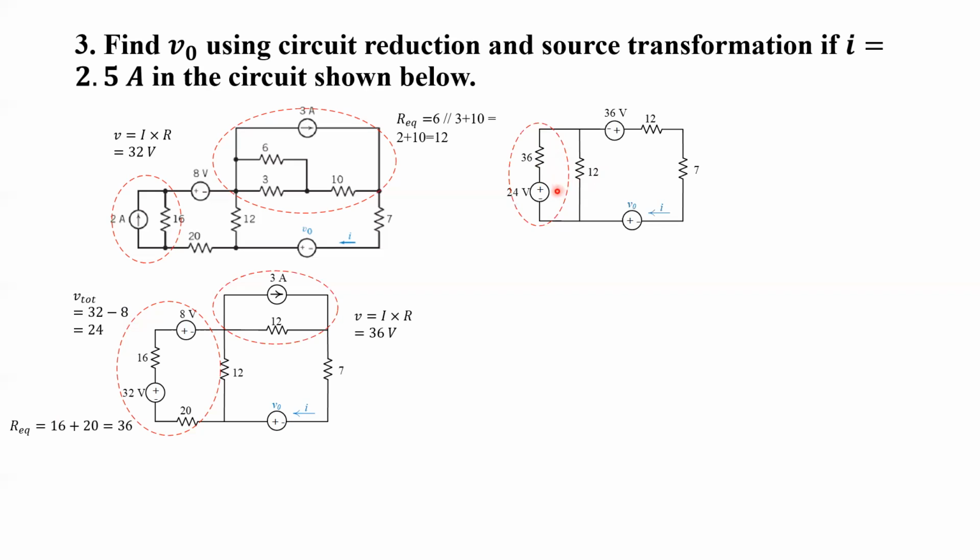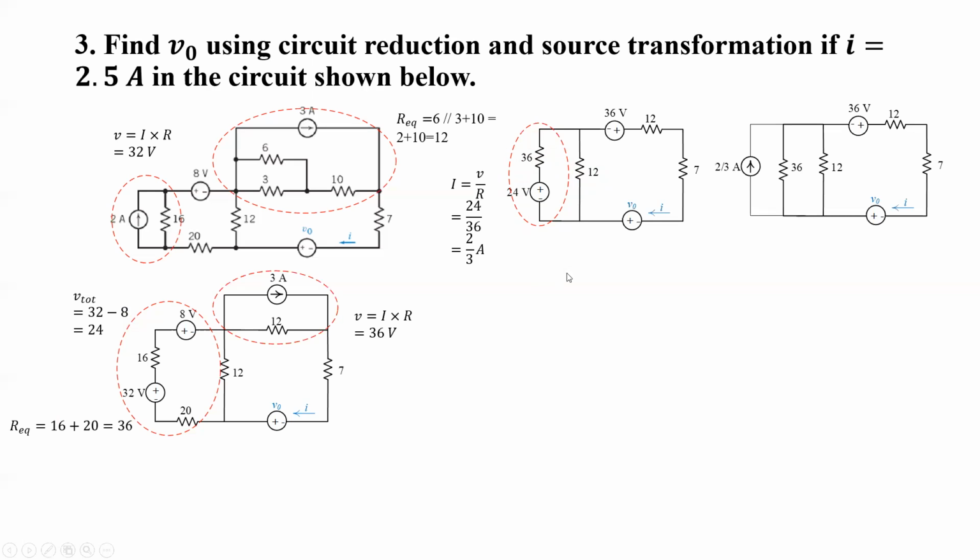So when we convert this voltage source with series resistor into current source with parallel resistor, then these two elements will be in parallel. So in order to do that, we'll convert this into current source with parallel resistor, and the value of current source will be I equals V by R equals 24 by 36 equals 2 by 3. Now we get this thing, okay? This we have converted into current source with parallel resistor 36. Now we can see that 36 and 12 are in parallel.